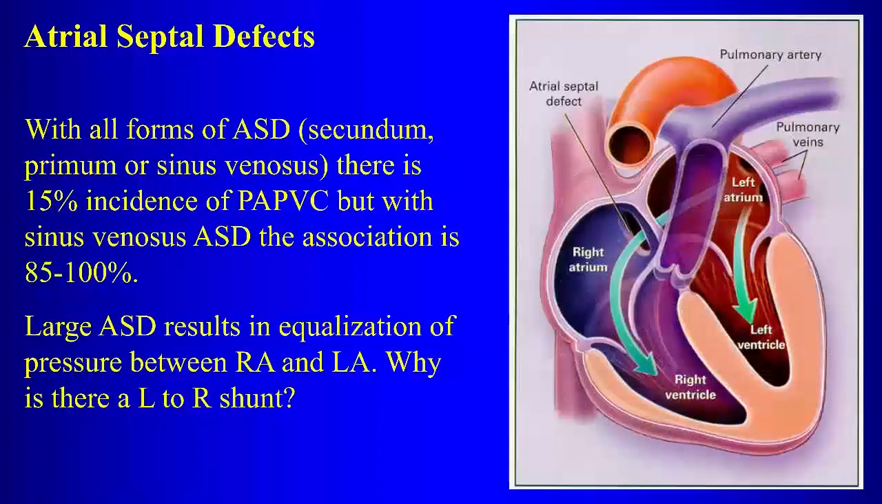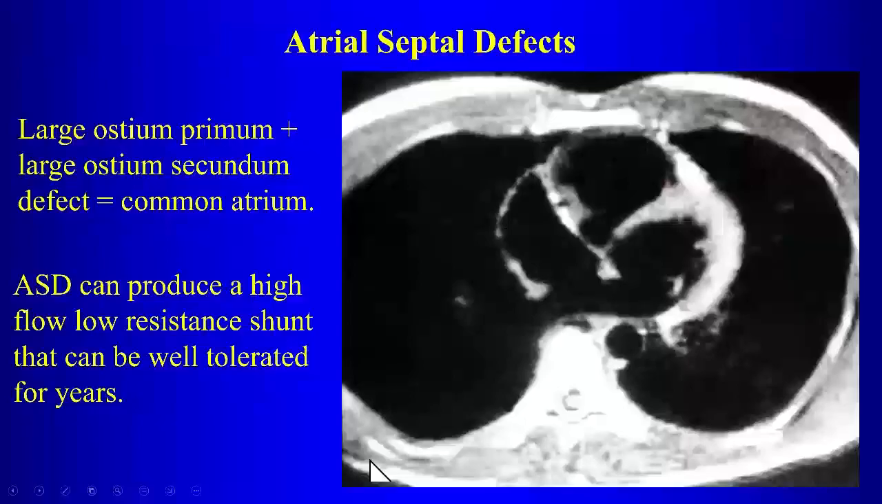Because it follows the path of least resistance, because the pulmonary vascular resistance is lower than systemic vascular resistance, right? If we have a combination of a large primum and a large secundum, you can have what's called a common atrium, where you have one big giant atrium there. ASDs can produce a high-flow, low-resistance shunt; those are well tolerated for years.